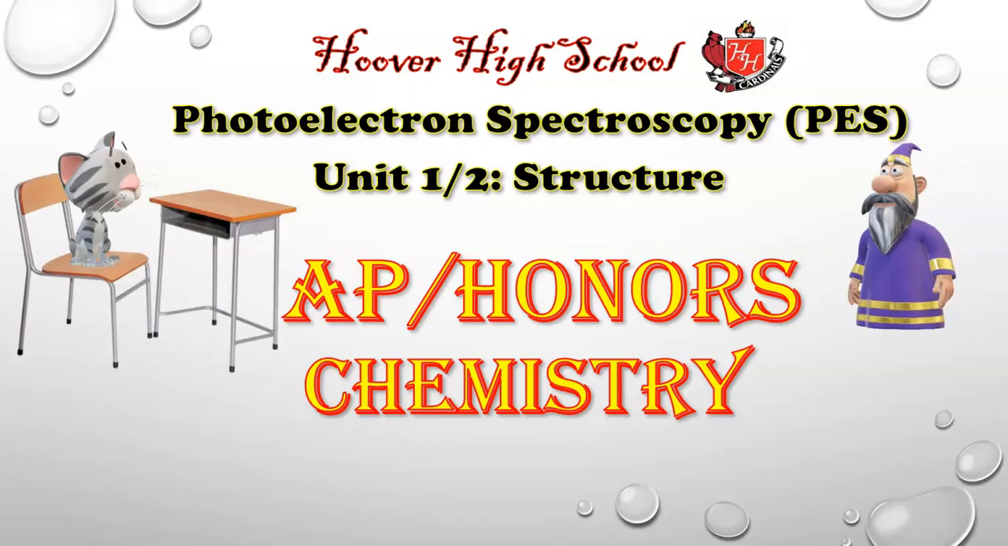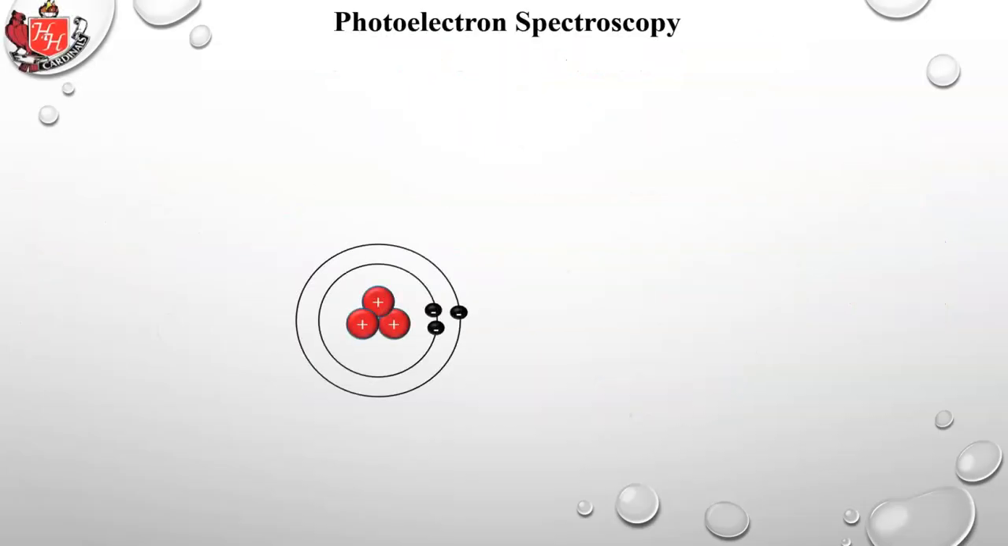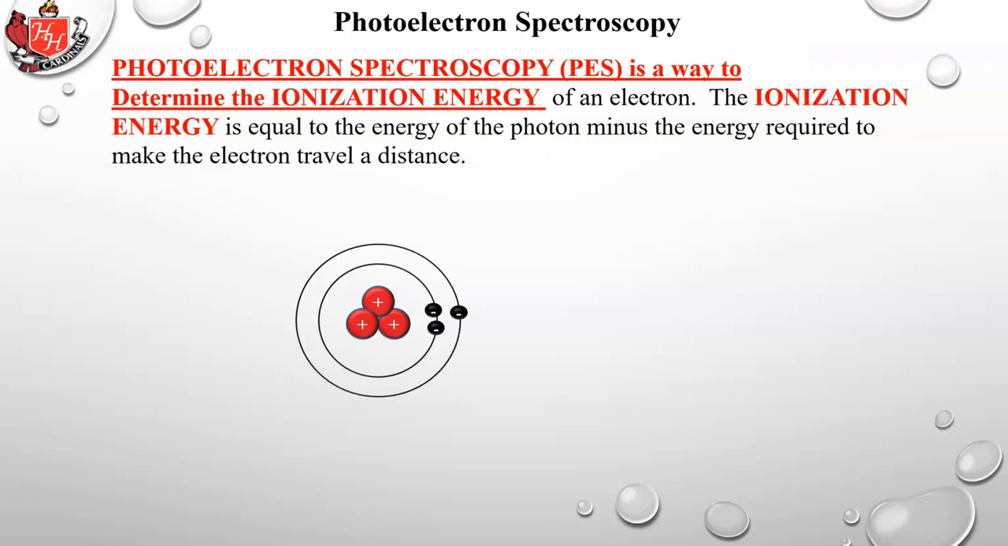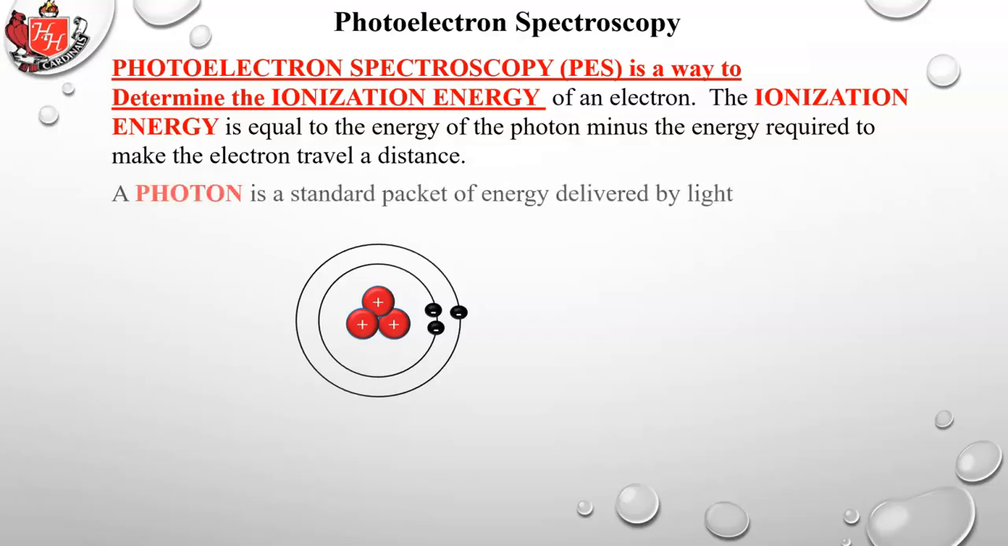This lesson is on the subject of photoelectron spectroscopy, PES. Photoelectron spectroscopy is a way to determine the ionization energy of an electron. The ionization energy is equal to the energy of the photon minus the energy required to make the electron travel a certain distance. And a photon is a standard packet of energy delivered by light, and we will study photons in a later lesson.